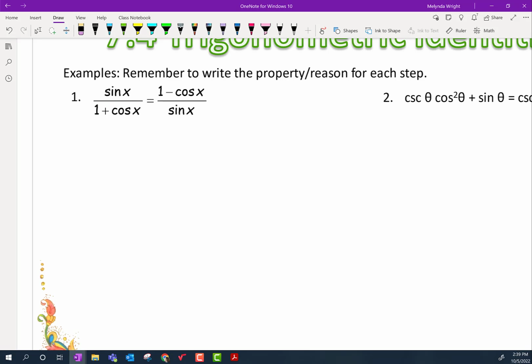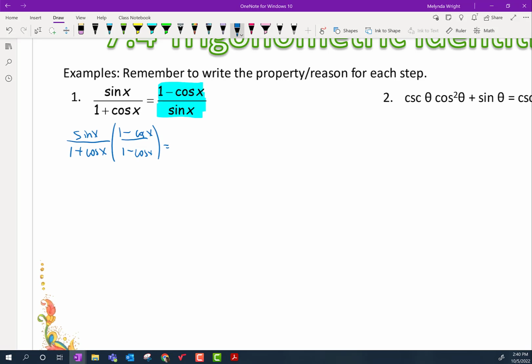So we're going to work on the left side, and this right side is our goal. That's where we're going. That's what we need to keep in mind as we're working. So let's start. I'm going to take our left side and multiply it by 1 minus cosine over 1 minus cosine.